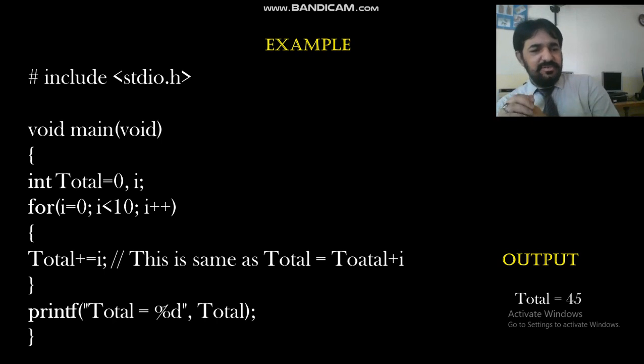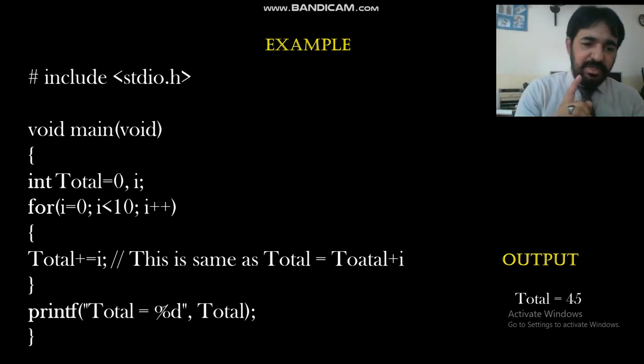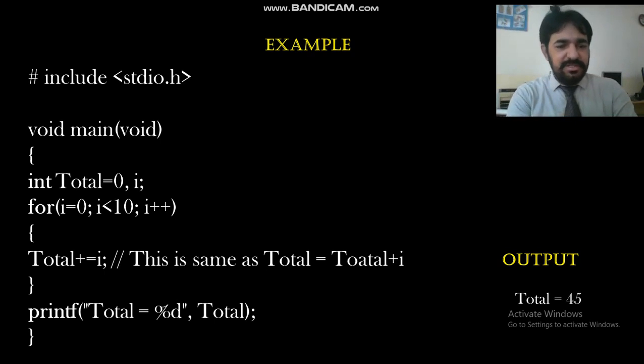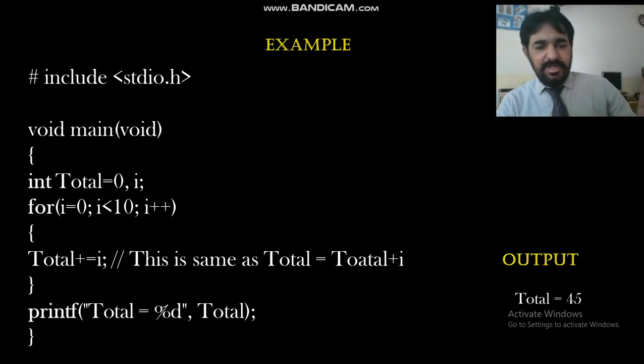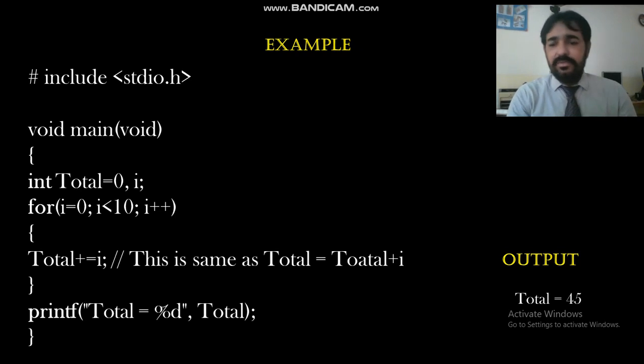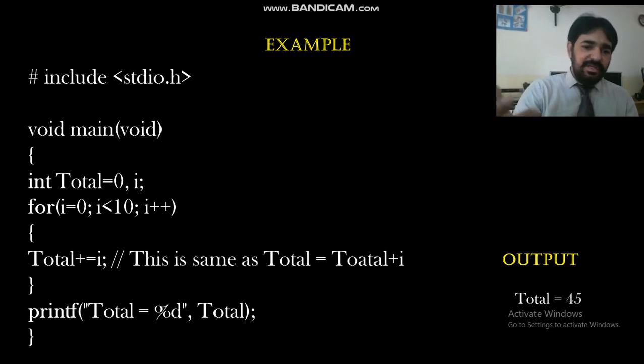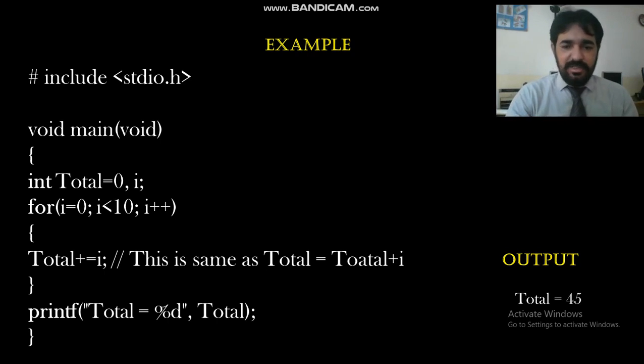Total plus equals i is the same as total equals total plus i. Print total equals %d. I have told you we use %d when we are using an integer variable. Print the value of %d, but which variable? The total variable. So the output is total equals 45. You can calculate this when it executes, and the output will be 45 on your screen.